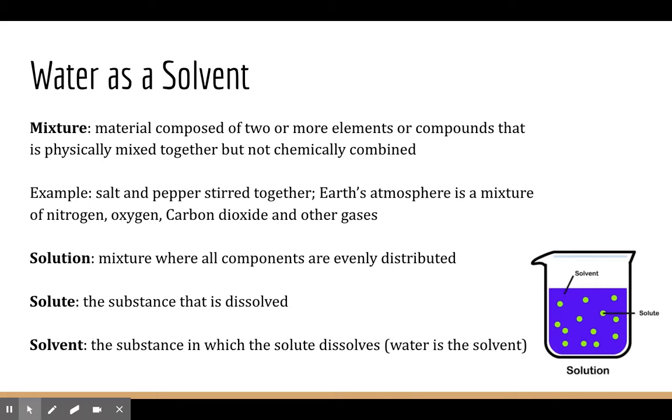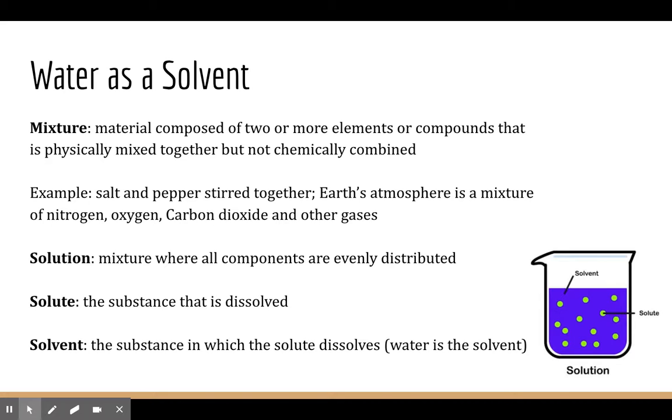Earth's atmosphere is a mixture of nitrogen, carbon dioxide, and other gases. Like I said, we're going to be focusing on solutions. Solutions are a type of mixture, and solutions are mixtures where all components, so everything in the mixture, is evenly distributed. In a solution, you have two things, a solute and a solvent. The solute is the substance that is dissolved, and the solvent is the substance in which the solute dissolves.